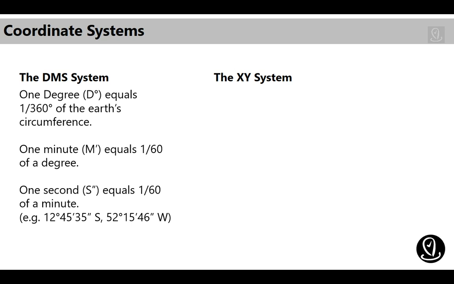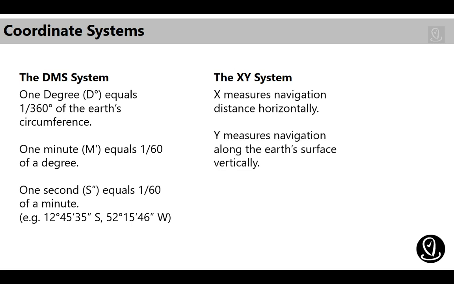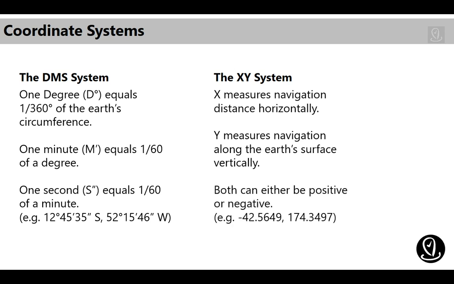So we measure longitude east and west of the prime meridian, and we measure latitude north and south of the equator. In the projected XY coordinate system, X measures navigation distance horizontally from the origin, and Y measures navigation along the Earth's surface vertically from an origin. Both can either be positive or negative, and they can also be decimal integers.